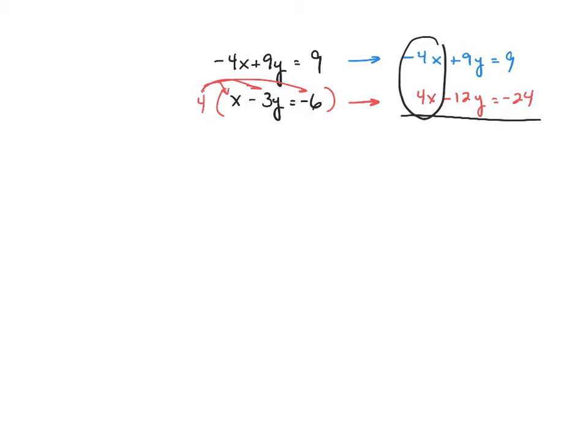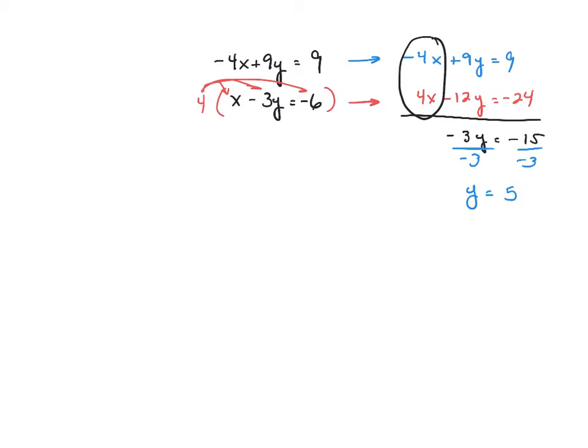Here's what I wanted to happen. Negative 4x plus 4x is 0 x's. X's have been eliminated. 9y take away 12y is negative 3y. And positive 9 take away 24 is negative 15, I believe. Divide by that negative 3 and we'll have the y value of their intersection. Negative 15 divided by negative 3 is 5.